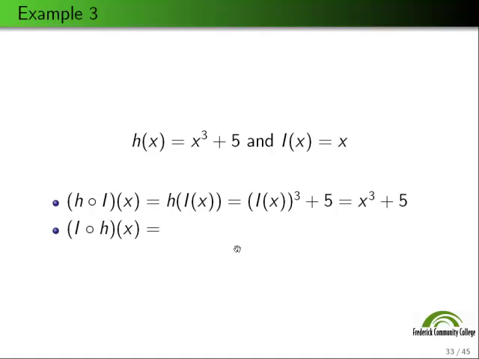Let's go in the other direction, I composed with h of x. So we're going to be plugging h of x into I. I says whatever is inside me, just spit it back out. So I of h of x simply equals h of x. And h of x equals x cubed plus 5. Notice in both directions here that h composed with I equaled x cubed plus 5, that is, it equaled h, and I composed with h equaled x cubed plus 5, that it equaled h. So I did not change h in either direction.